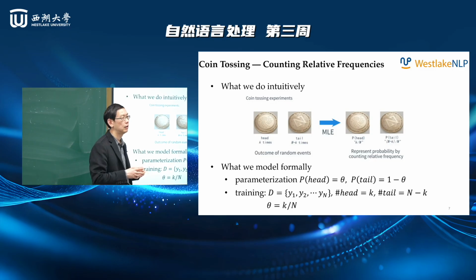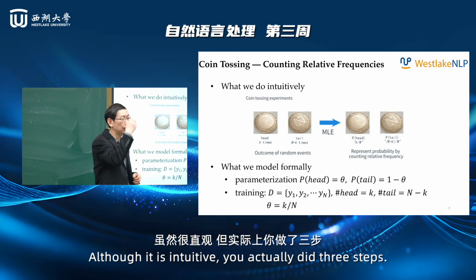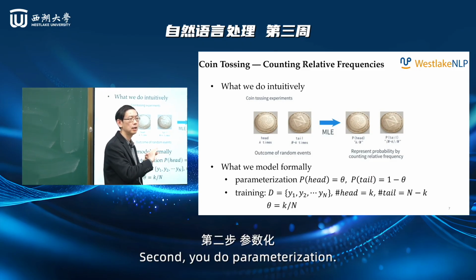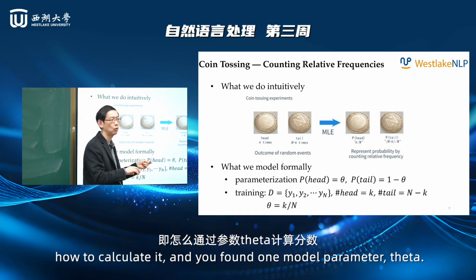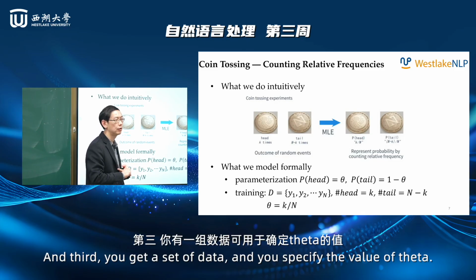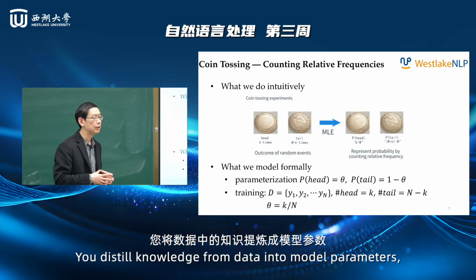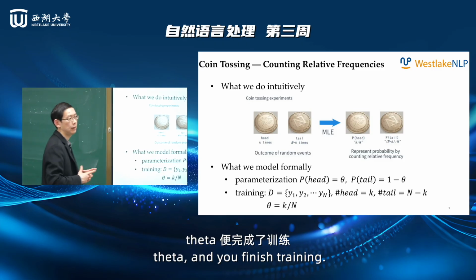So we built a model and we trained the model. Although it is intuitive, you actually did 3 steps. First, you decide the modeling target. Second, you do parameterization: you describe the scoring function, how to calculate it, and you find one model parameter theta. And third, you get a set of data and you specify the value of theta. This is called model training. You distill knowledge from data into the model parameter theta, and you finish training. These are the 3 steps.